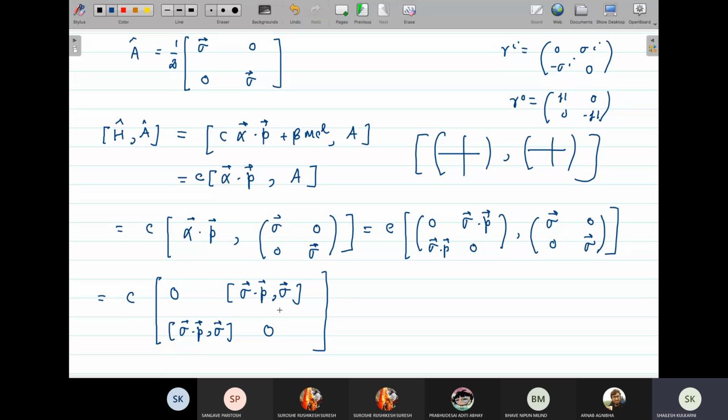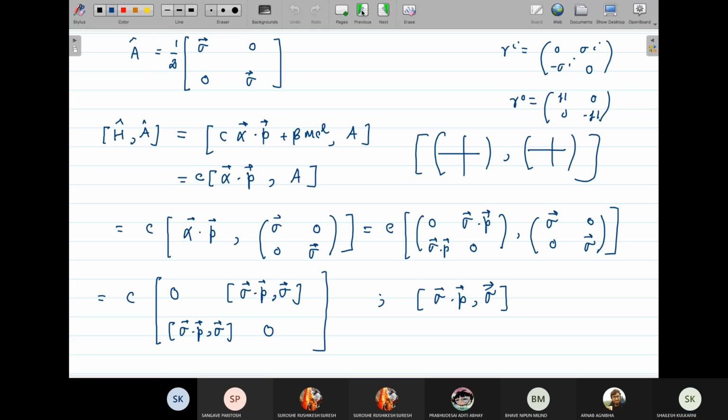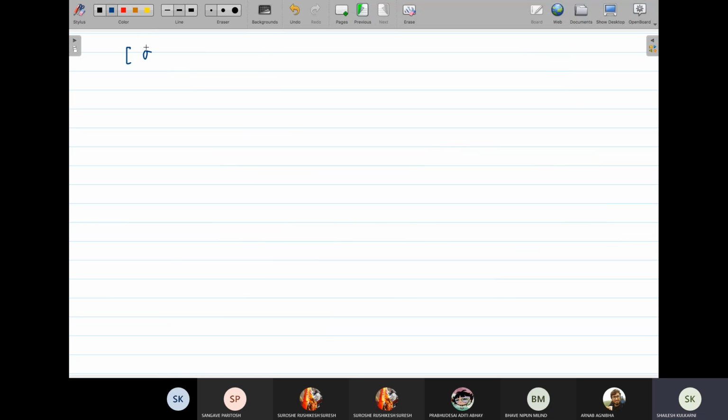So what remains is the calculation of the commutator of sigma dot p with sigma. So it boils down to the commutation relation between 2 cross 2 Pauli matrices. Let us see what that is. So the commutator of sigma dot p with sigma.